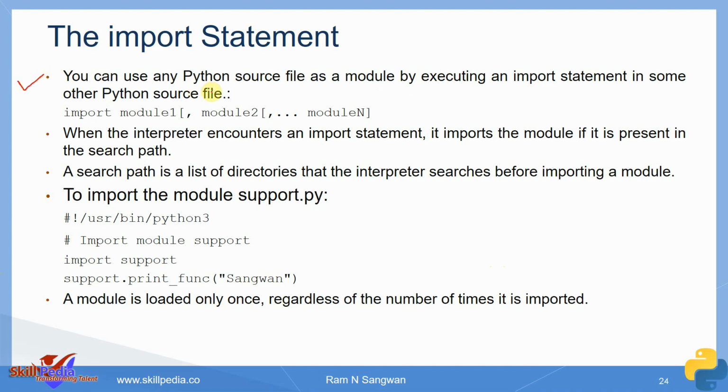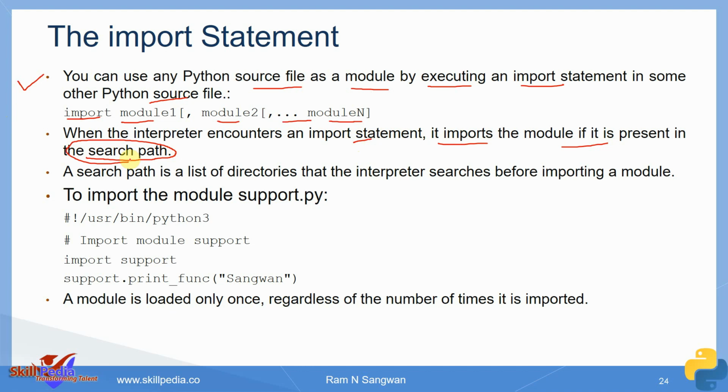You can use any Python source file as a module by executing an import statement in some other Python source file. For example, import module 1, module 2, module 3, and so on, separated by commas. When the interpreter encounters an import statement, it imports the module if it is present in the search path. This is an important question now. The search path.